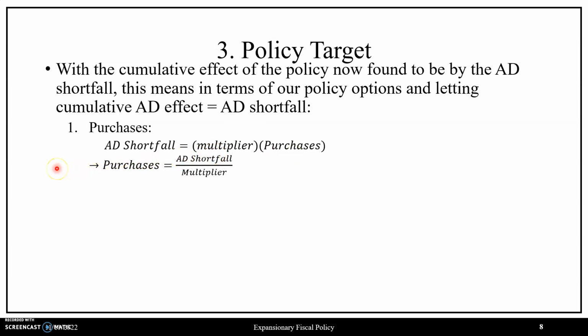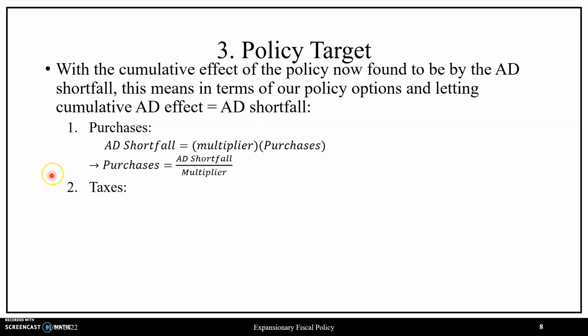This means that the government, should they use expansionary fiscal policy in terms of government purchase increases, need to increase purchases by the amount of the 80 shortfall divided by the multiplier effect, such that after the cumulative effect has been realized, what we get back is precisely that of the 80 shortfall.